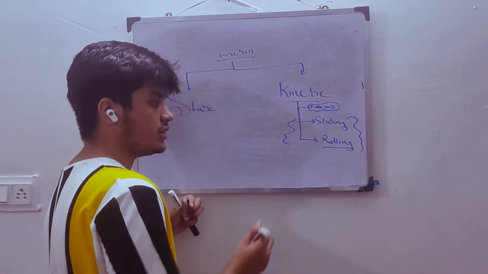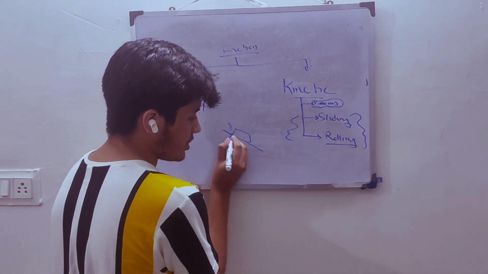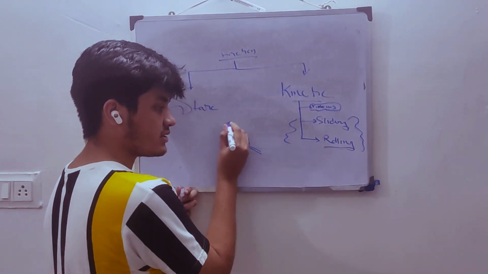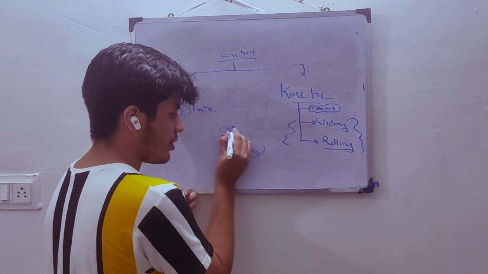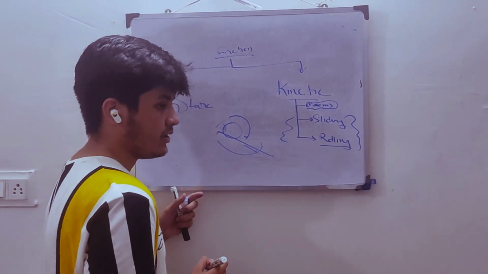Sliding friction occurs normally because of friction when a body slides on an object. And similarly, if a body rolls, a cylindrical or spherical body rolling on an object, this is where rolling friction acts.